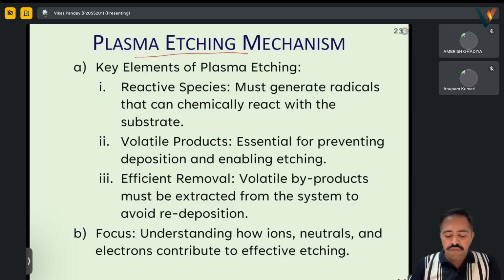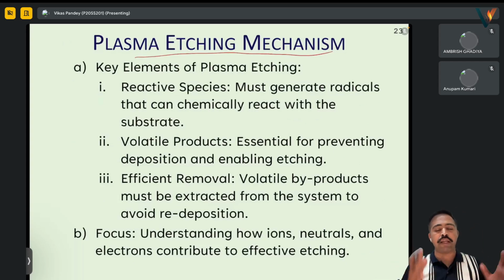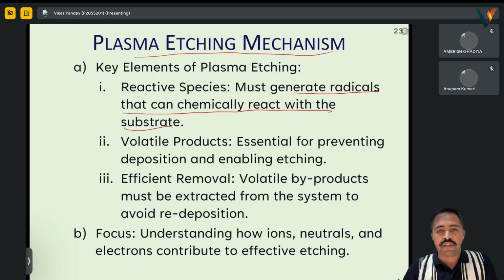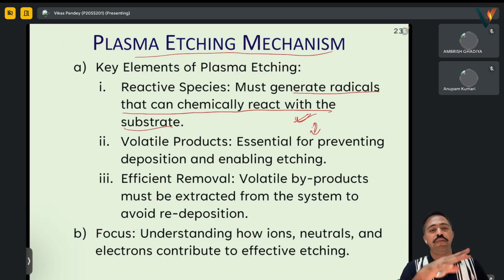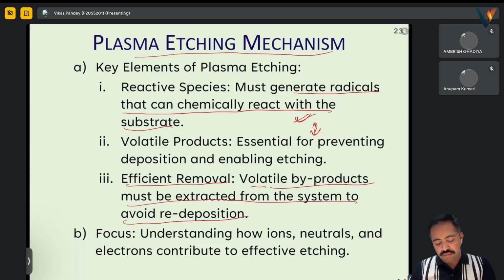So what is the mechanism of plasma etching? We have been talking about plasma, types of plasma, sources of plasma and everything, but how does this plasma etching occur? There are three key elements involved in plasma etching. One is reactive species that must generate radicals that can chemically react with the substrate. Second is the volatile products. Due to this reaction, some volatile products should form, because we don't want this product to deposit. We want it to be removed. So it must be volatile and easy to remove. And that is removal: byproducts must be extracted from the system to avoid deposition.